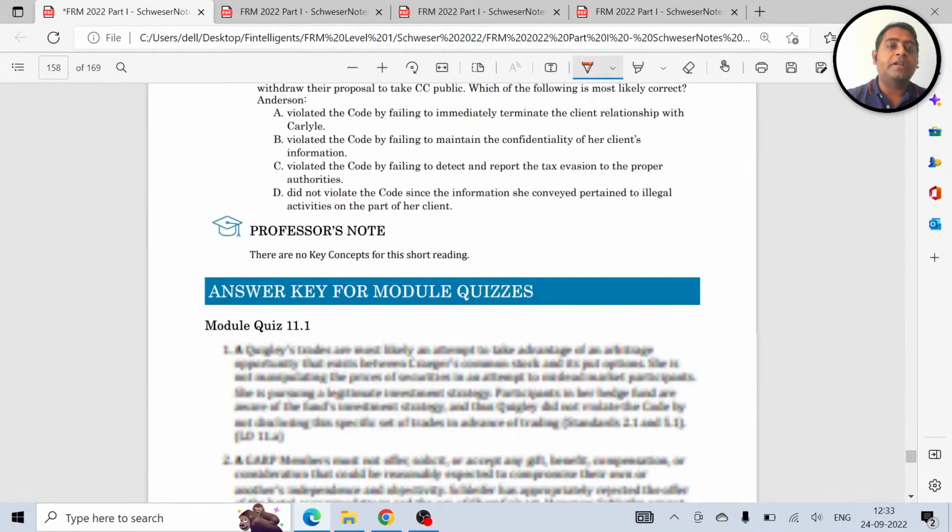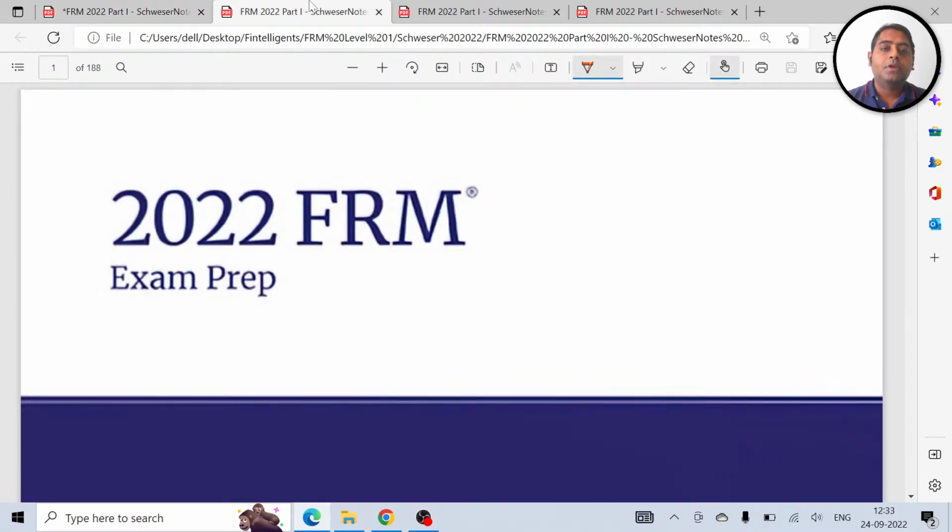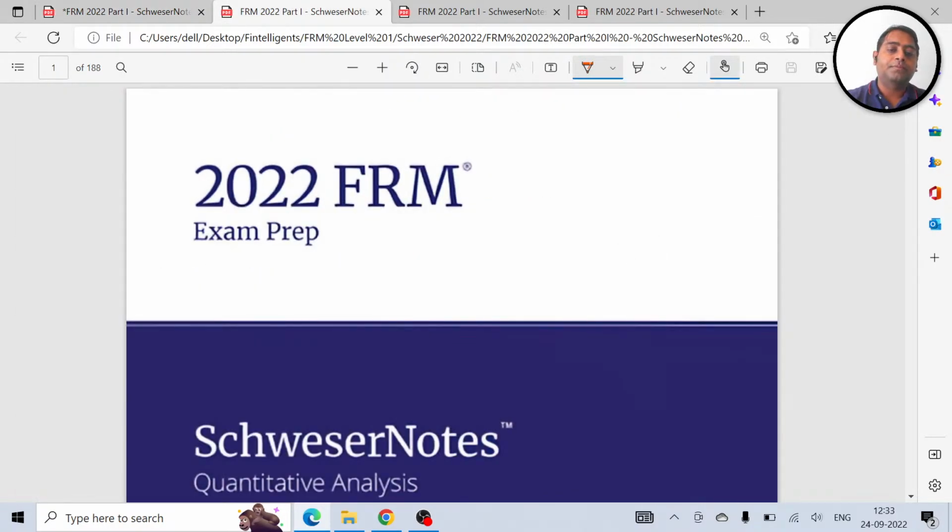So with this we have completed the first book. Are you all with me? Can I get a quick confirmation? Please mention good to go in the chat so that we can start with the second book. I hope everybody is making the marking and highlighting in the book.